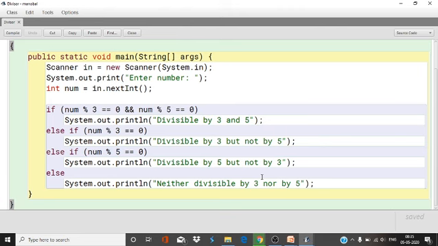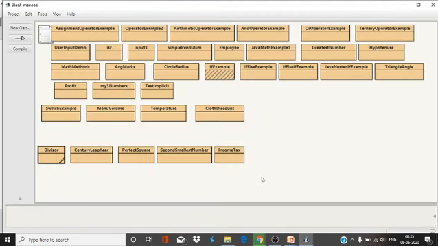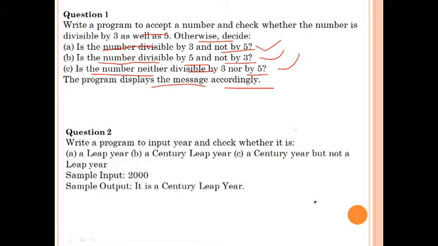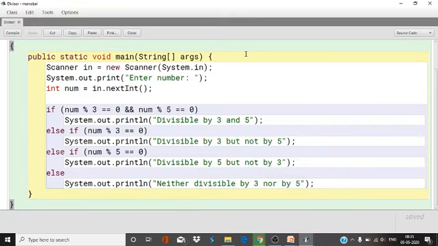take the first condition. What is that first condition? The first condition is: is the number divisible by 3 and by 5? So I will check the condition: number is divisible by 3 and number is divisible by 5. Yes, divisible by 3 and 5.